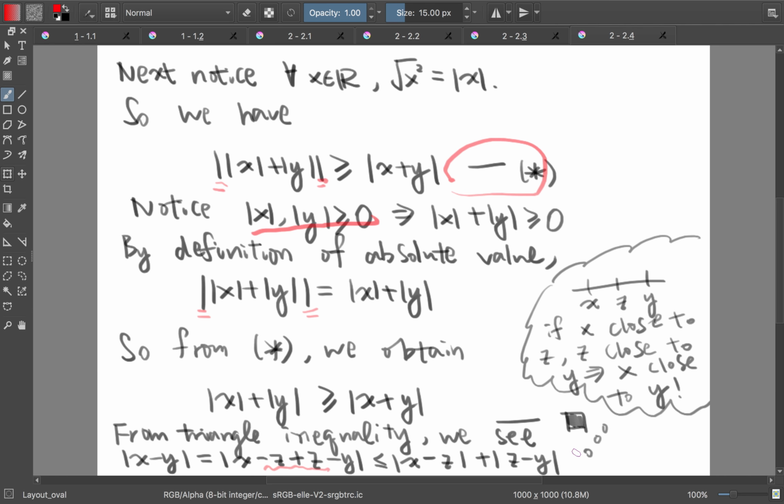Well, you will wonder what is the meaning of this inequality. The meaning is that if x is close to z, and z is close to y, you can see this picture, x is close to z, and z is close to y, then this inequality is telling us that indeed x is close to y. And this is pretty intuitive because you can visualize it.